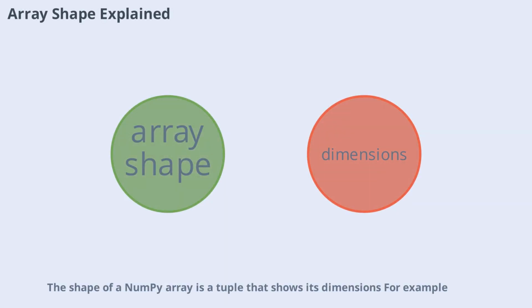structures. The shape of a NumPy array is a tuple that shows its dimensions. For example, a 2D array with 3 rows and 4 columns has a shape of (3, 4). Understanding the shape is crucial when performing operations that require matching dimensions, such as matrix multiplication or reshaping data.